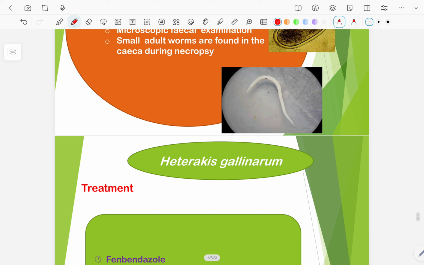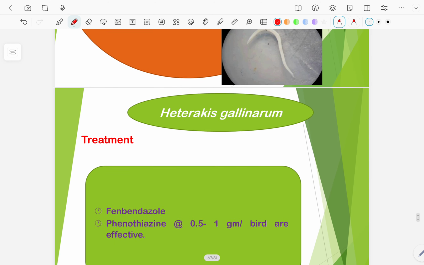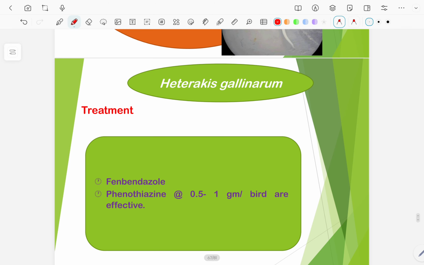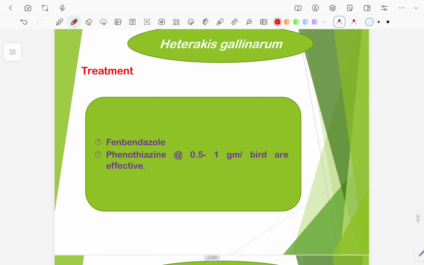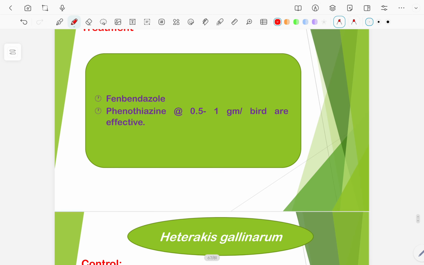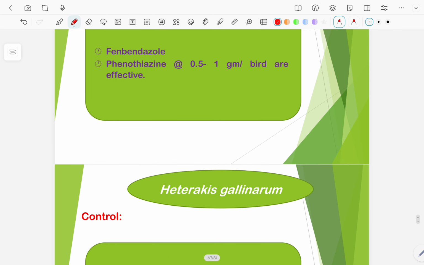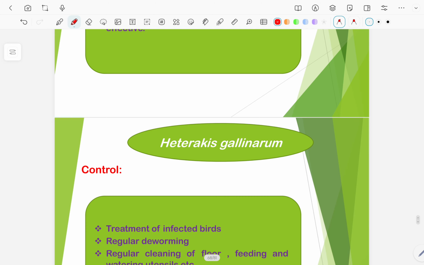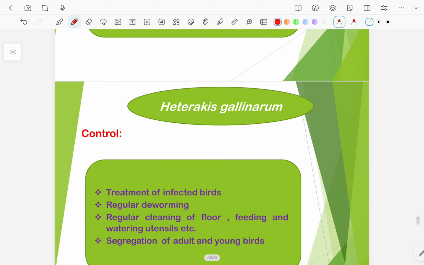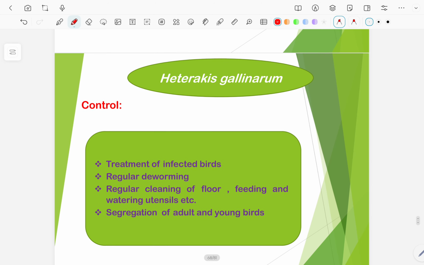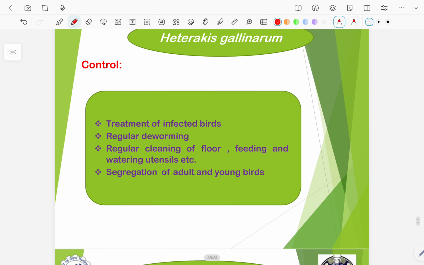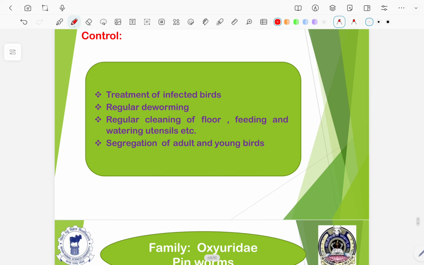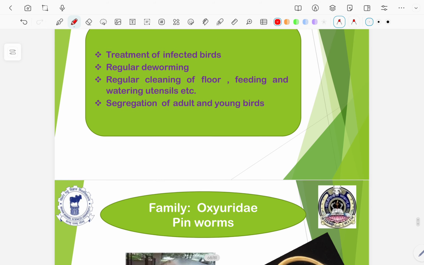Heterakis gallinarum treatment. Fenbendazole and phenothiazine, 0.5 to 1 gram per bird, are effective. Heterakis gallinarum control. Treatment of infected birds, regular deworming, regular cleaning of floor, feeding and watering utensils, etc. Segregation of adult and young birds.